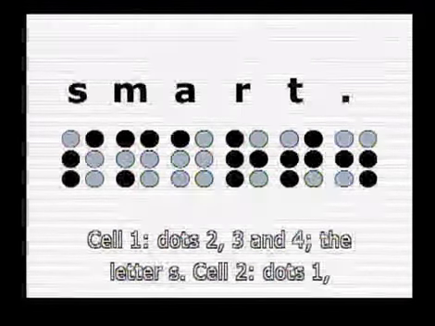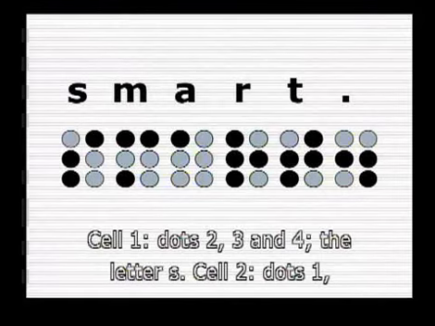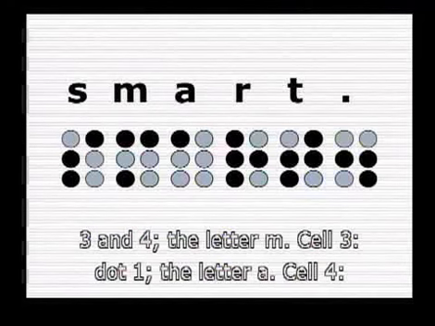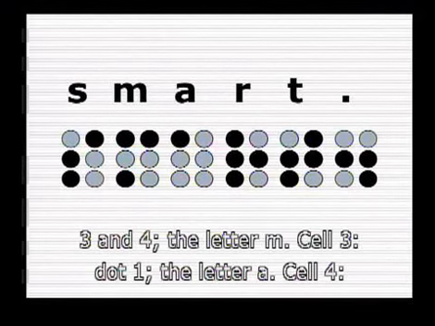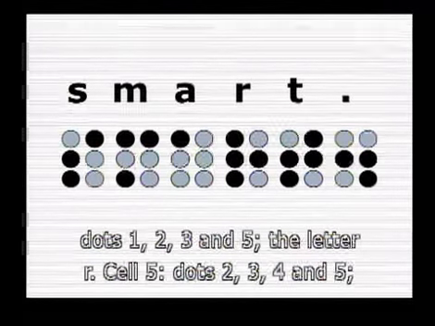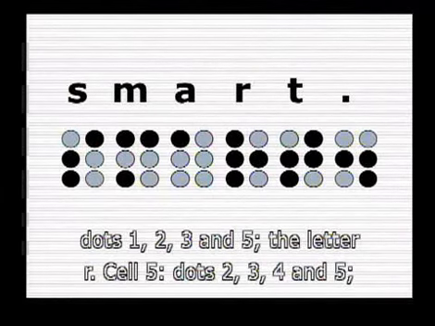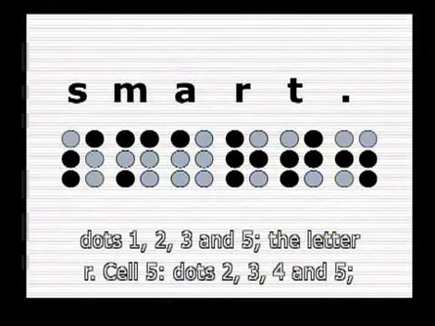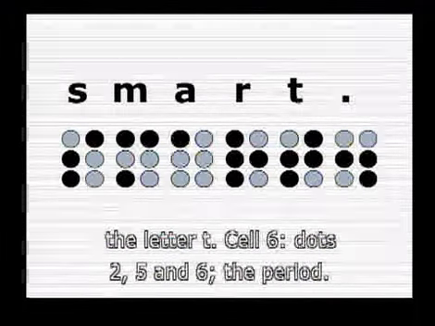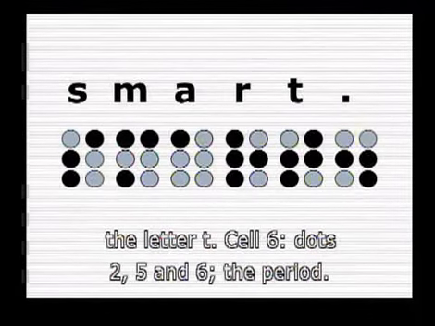Cell 1, dots 2, 3, and 4, the letter S. Cell 2, dots 1, 3, and 4, the letter M. Cell 3, dot 1, the letter A. Cell 4, dots 1, 2, 3, and 5, the letter R. Cell 5, dots 2, 3, 4, and 5, the letter T. Cell 6, dots 2, 5, and 6, the period.